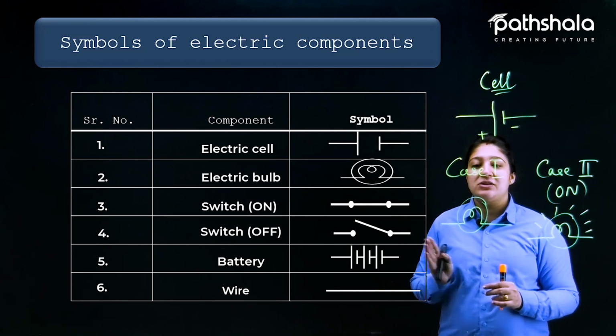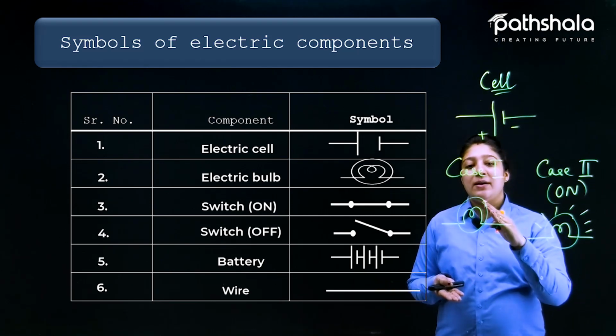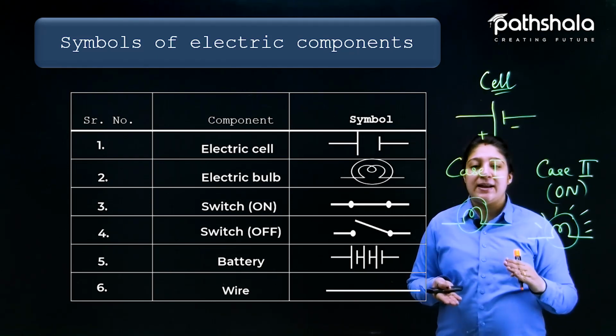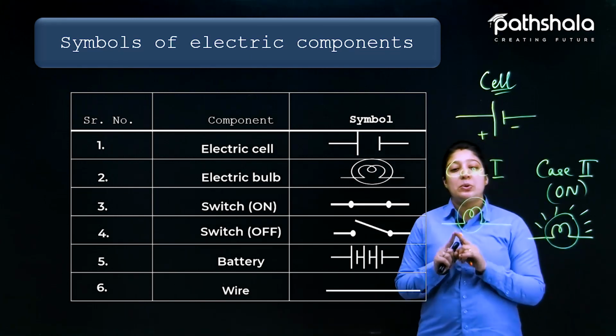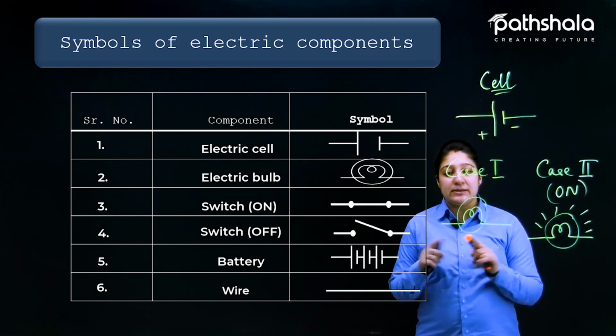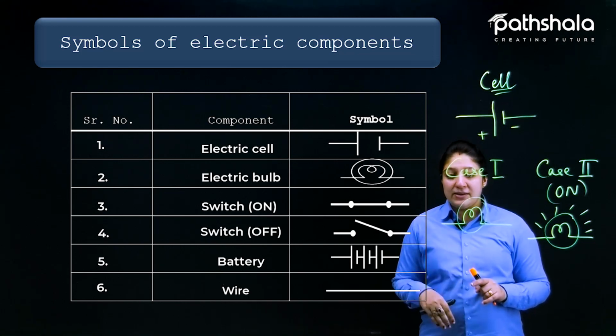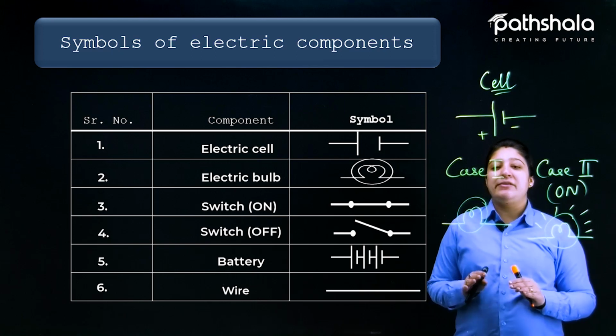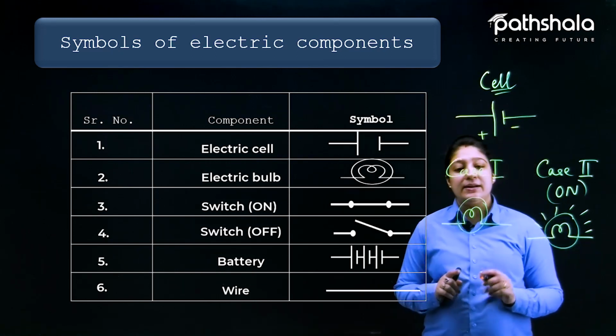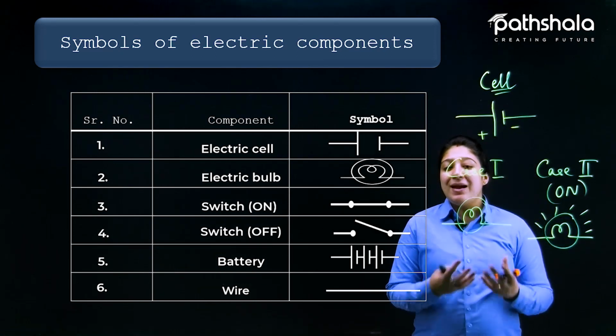And in the fourth case, when the switch is off, you just need to make it slant upward a little bit, so that it shows that there is no connection and hence the circuit is not complete and electricity is not flowing in the circuit. After that, the battery. Now what is a battery exactly? A battery is when we join many cells together.